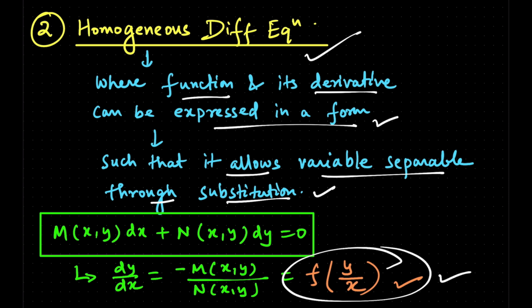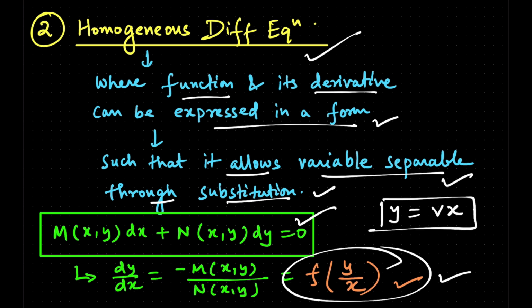After some time we will see that if the differential equation, for example this is a differential equation, can be expressed in the form of a function of y by x, then you can bring this into the variable separable method through substitution. So what do you have to substitute? y is equal to vx, where v is another function. We will see how.